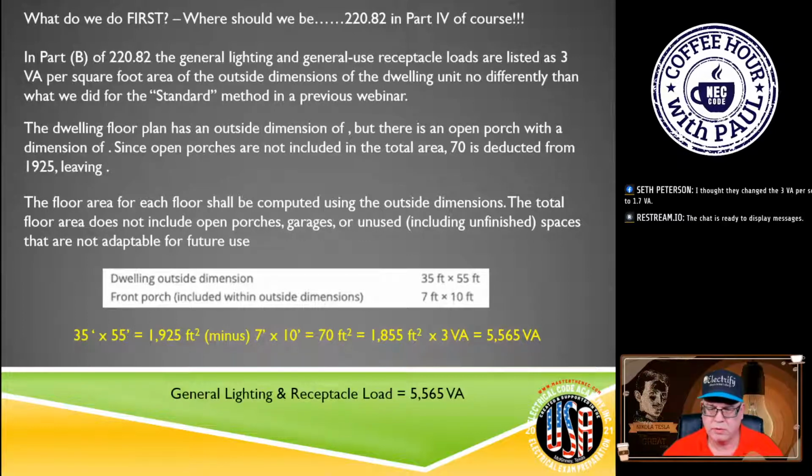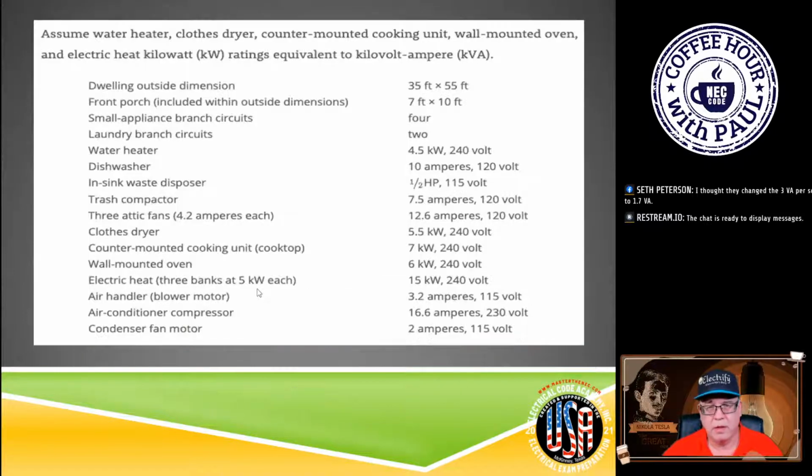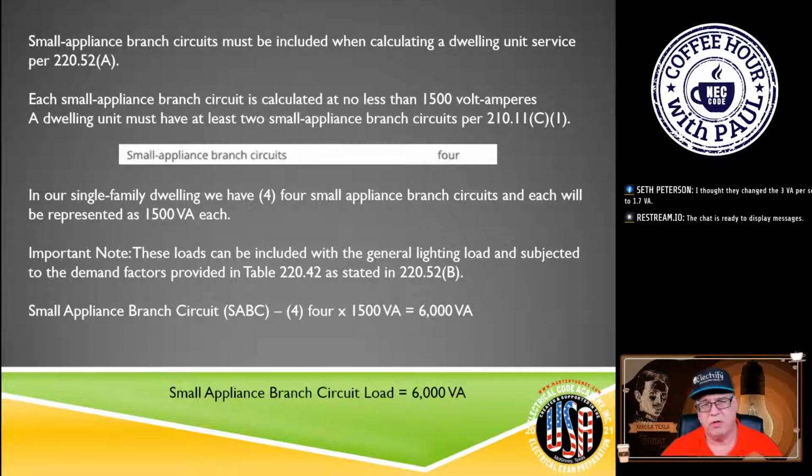Now we're going to go on to the next. All right, so let's see here. We knocked these out right here. So we're going to move on now to the small appliance branch circuit values. The small appliance branch circuits must be included when calculating a dwelling unit per 220.52(A). Each small appliance branch circuit is calculated at no less than 1,500 VA. Now, we have to have at least 2. That's 210.11(C)(1). Our dwelling just happens to have 4. So we're going to account for all 4.